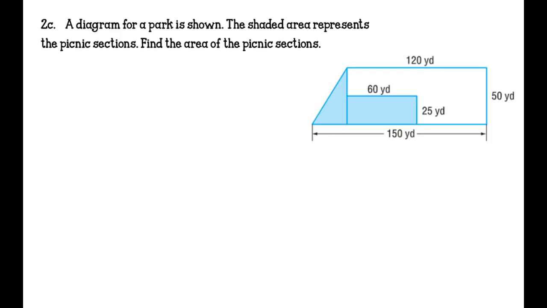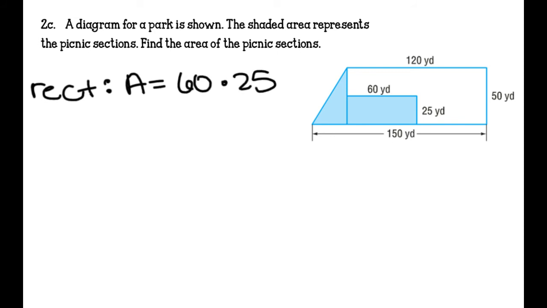2C, a diagram for a park is shown. The shaded area represents the picnic sections. Find the area of the picnic sections. So the first thing I'm going to do is start with the rectangle that is blue. So that's a picnic section. The rectangle is 60 by 25. So I'm going to take A equals 60 times 25. And when I do that, I'm going to get 1,500. So the area of the shaded part is 1,500 yards squared.